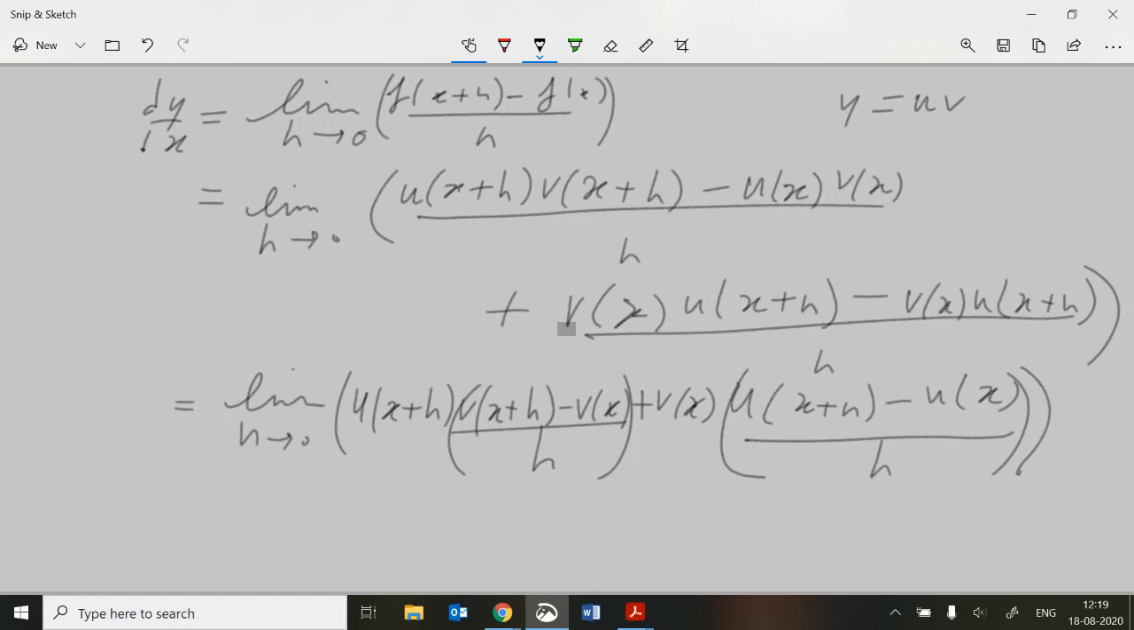Now you can see quite easily that if I bring my limit inside, I can do my limit on this and on this and on this and on this. I can do that using the properties of limits. The limit as h tends to 0 for this turns out to be u of x, pretty nice. And the limit as h tends to 0 for this is v dash of x. Then the limit of this isn't dependent on h at all, so it's just v of x. And the limit as h tends to 0 for this final part is going to be u dash of x. There we go, we're done.